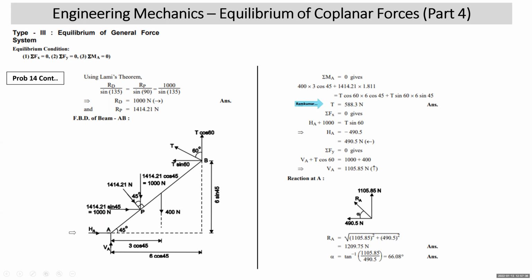Then we write sigma Fx equal to 0. HA plus 1000 is equal to T sin 60. That gets you the value of HA. HA comes negative. Negative is what? Assumed direction was wrong. We assumed it towards right. That means it is to the left.